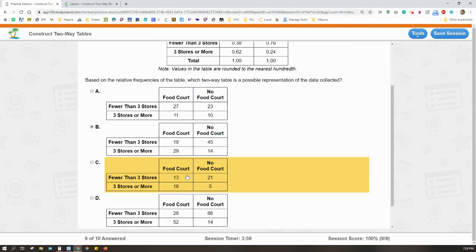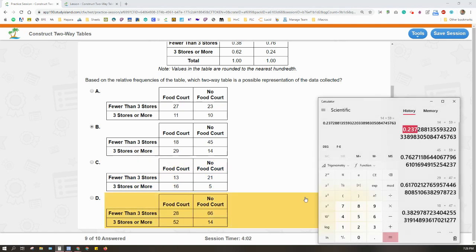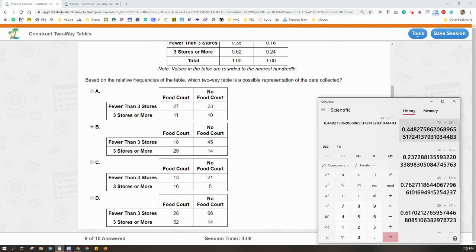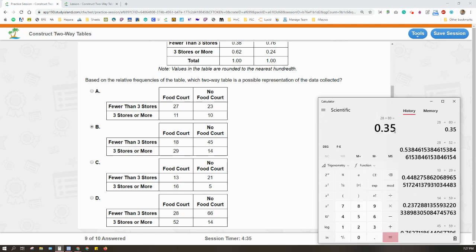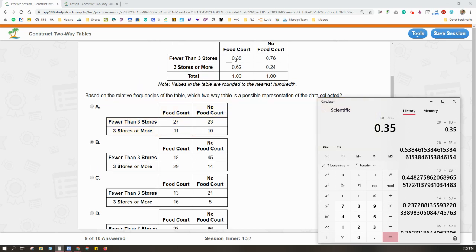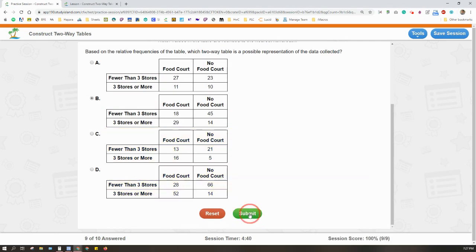C does not work. 13 and 16 add up to 29. 13 out of 29 right away is going to give us a number that we don't want, which is 0.448 or 45%, not the 38% we were looking for. And 28 and 52, those add up to 80. I want 28 out of 80. 28 plus 52 is 80. 28 out of 80 gives us 0.35, and we don't want 0.35. We want 0.38. So B is the only answer.